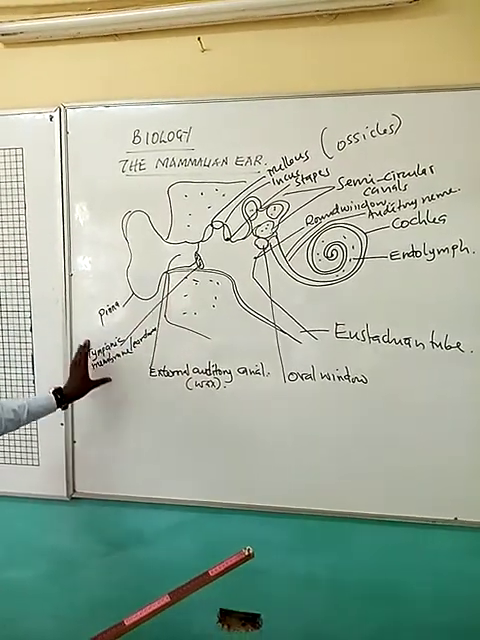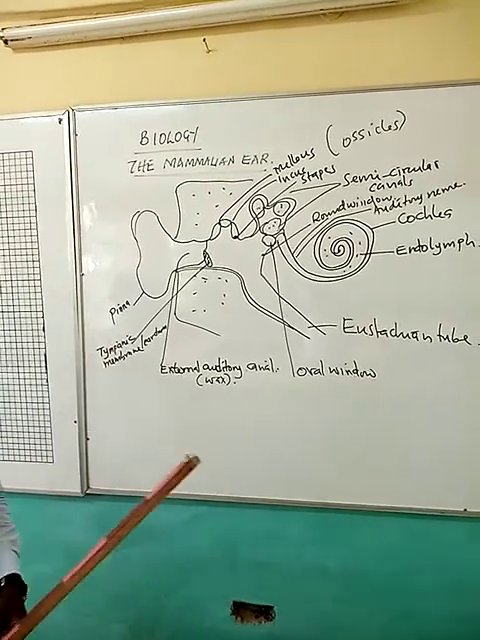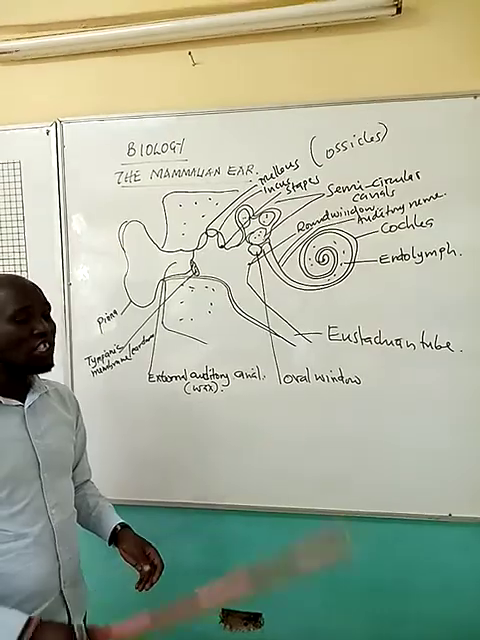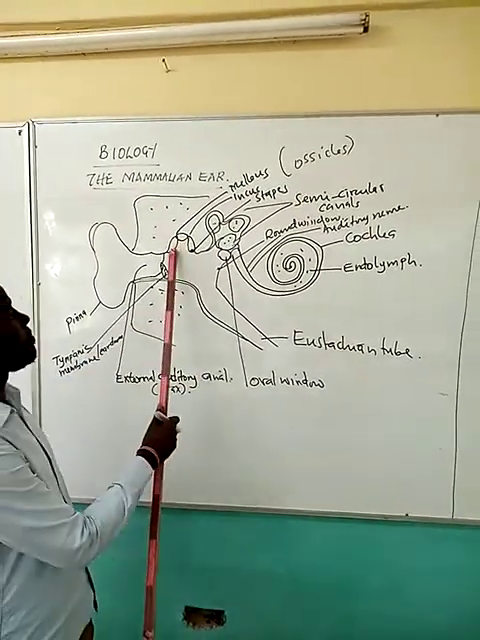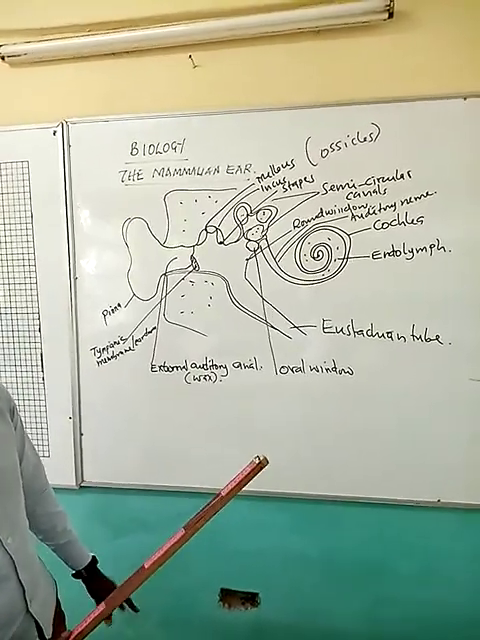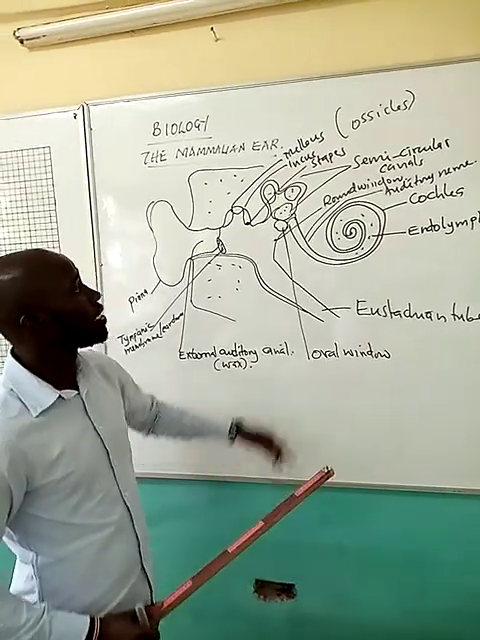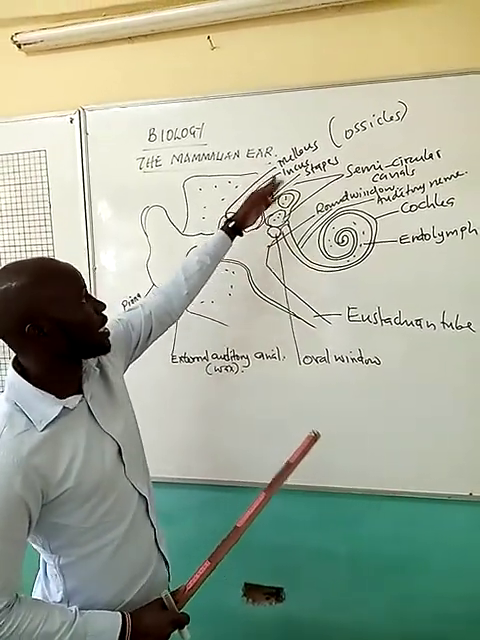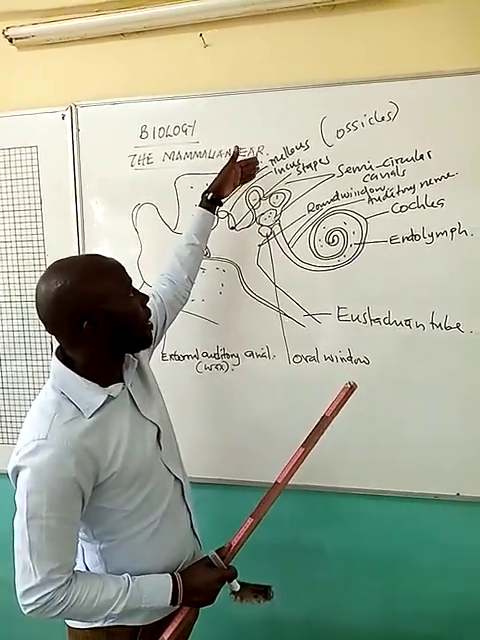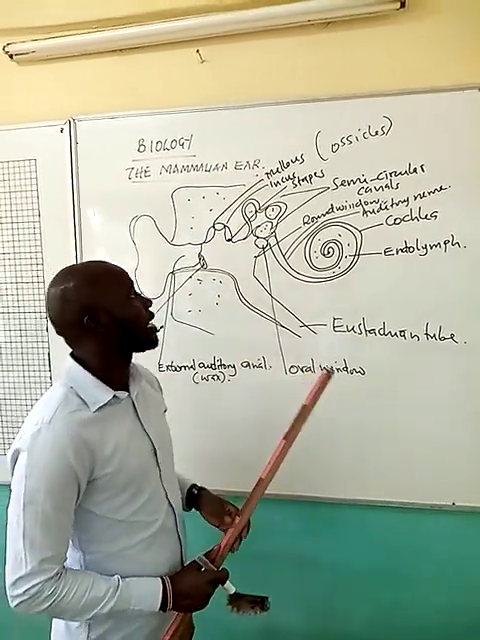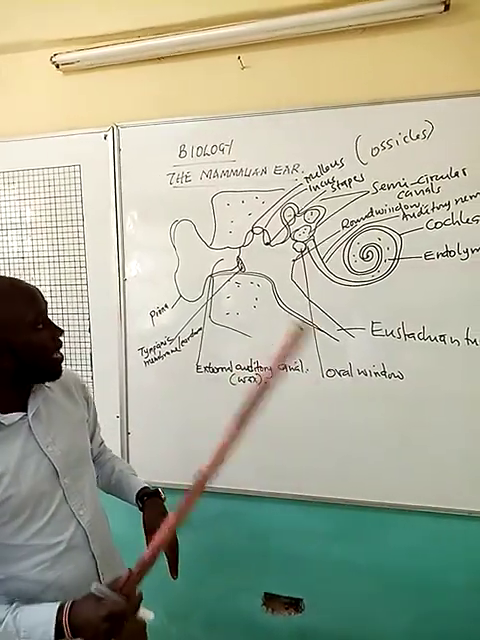From there, the sound waves are transmitted to the tympanic membrane, or what we are calling the eardrum, which then changes the sound waves into vibrations, after which they are transmitted to the ear ossicles, starting with the first one, small bone that is called the malleus. Then they are taken to the incus, then the stapes. The three bones here, the malleus, the incus, and the stapes, all together amplify the sound.